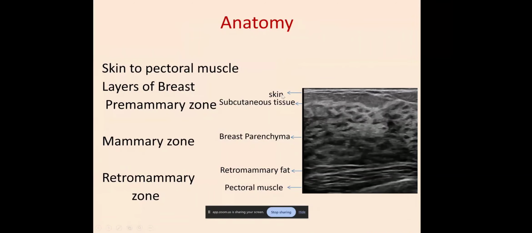Now, before going to proper scan settings, what all settings to do while scanning, I would like to tell you about the anatomy of the breast that we see on the ultrasound. The breast lies between the skin and the pectoralis muscle. On ultrasound, the breast is divided into 3 layers: the pre-mammary zone, which consists of skin, subcutaneous tissue, and these echogenic lines here, the Cooper ligaments; and the mammary zone, which is the main zone and contains the fibroglandular tissue of the breast.